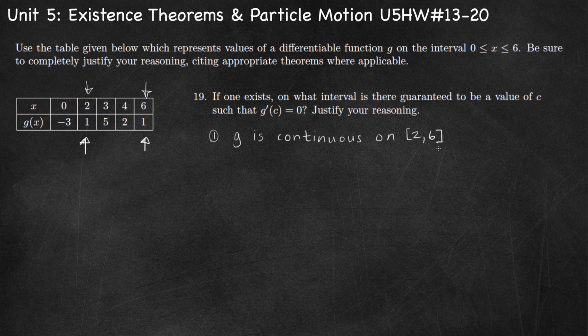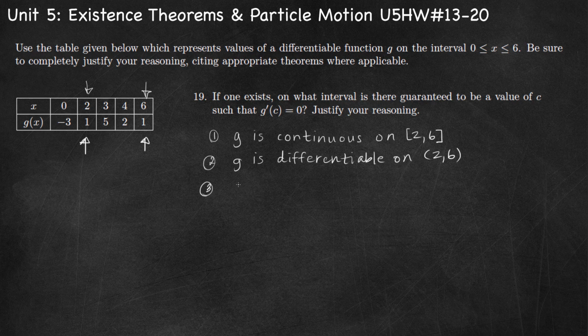Again, because we were given that it's differentiable, that automatically makes it continuous. G is differentiable on the open interval from 2 to 6. It's actually differentiable on the closed interval, but we don't need it to be. We don't need to be that strict. We only need it to be differentiable on the open interval. So it wouldn't be wrong if you used the closed interval in this particular case for number 2, but in general, we just need the open interval.